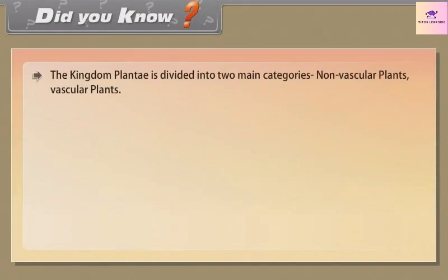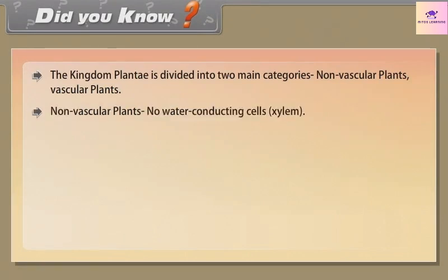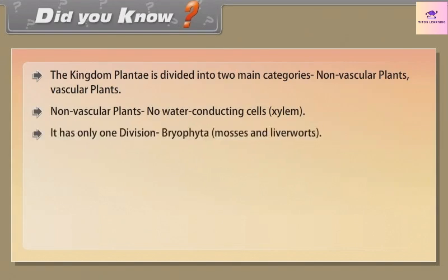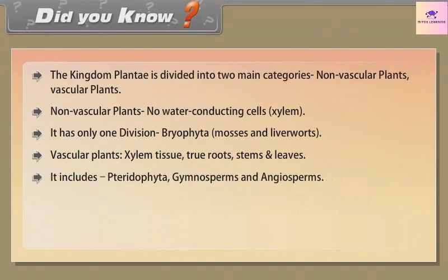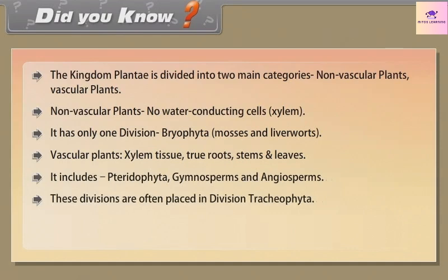Did you know? The kingdom Plantae is divided into two main categories: non-vascular plants and vascular plants. Non-vascular plants have no water-conducting cells, xylem. It has only one division, bryophyta, mosses and liverworts. Vascular plants have xylem tissue, true roots, stems and leaves. It includes pteridophyta, gymnosperms and angiosperms. These divisions are often placed in division tracheophyta.